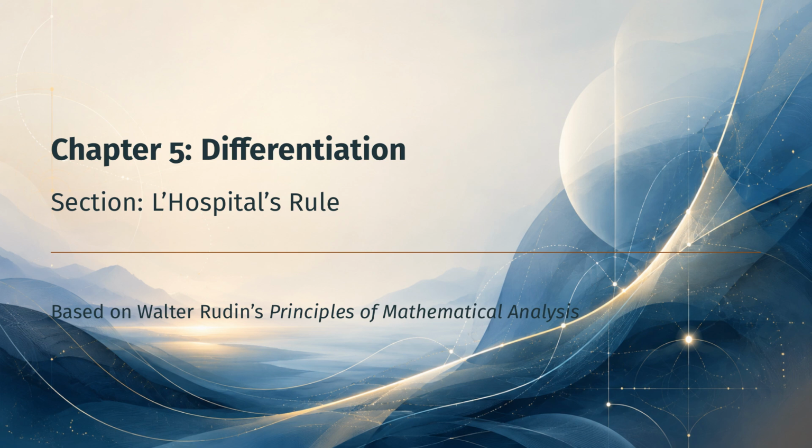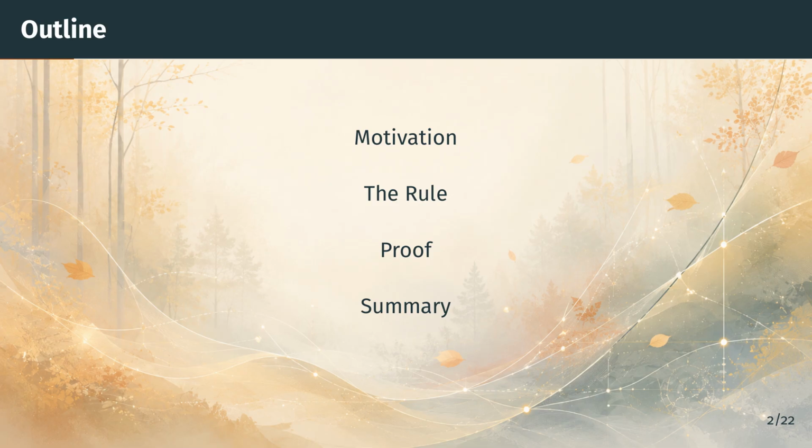These are the famous indeterminate forms, and L'Hôpital's rule turns them into a routine calculation, replacing the quotient of two functions by the quotient of their derivatives. In this episode, we state the rule precisely in the general form given by Rudin, and then we prove it carefully using the generalized mean value theorem from Section 2. Let's dive in. Here is the plan for this episode.